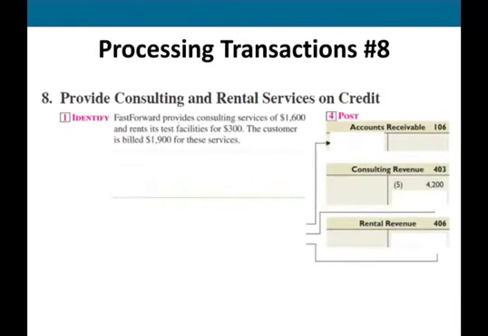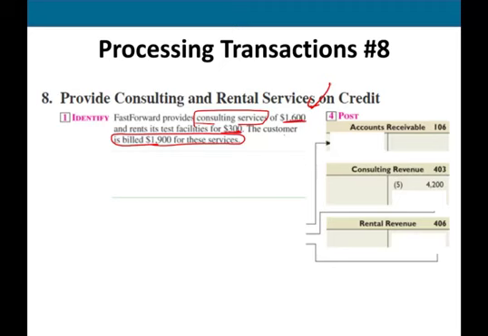Transaction number 8. Fast forward, provide consulting services of 1,600 and rent its facilities for 300. The customer is billed 1,900. Now we did more work. We did two types of work. We did some consulting work worth 1,600 and we rented some equipment to someone for 300 for the same client. So in total, we have revenue of 1,900. Unfortunately, the customer did not pay for the revenue.